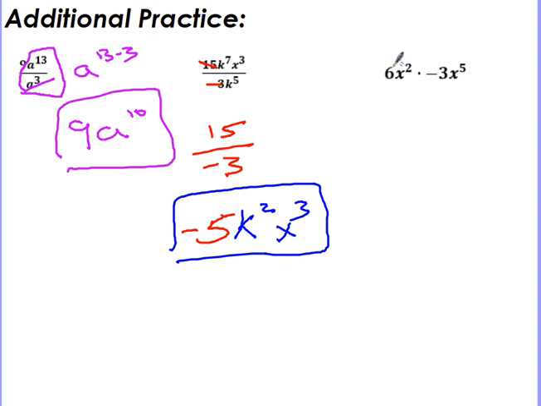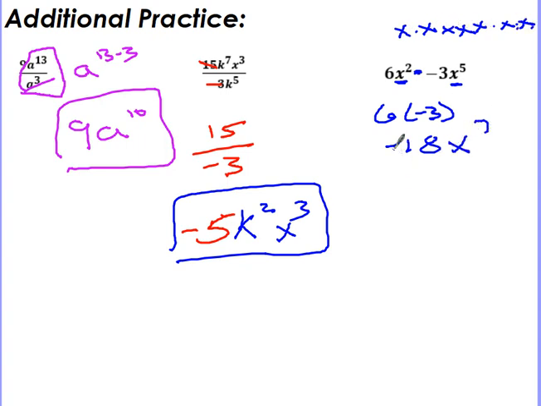And the same thing happens when you're multiplying. This is multiplication, right? Well, so I can do 6 times negative 3, which is negative 18. And then I can do x squared times x to the 5th. And that's when I don't actually multiply the exponents. If I think about it, I have 2 x's over here. I have 5 x's over here. How many x's do I have total? 1, 2, 3, 4, 5, 6, 7. That's x to the 7th. And I'm done.